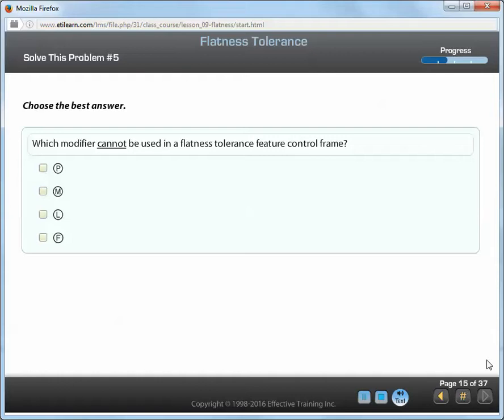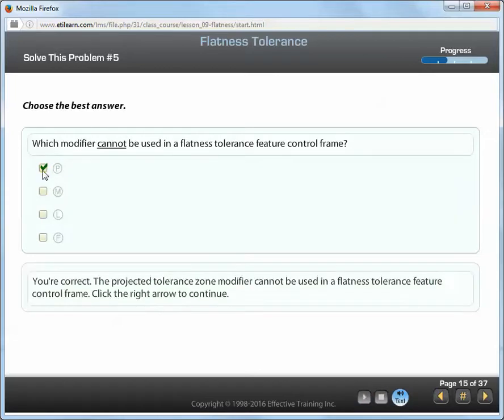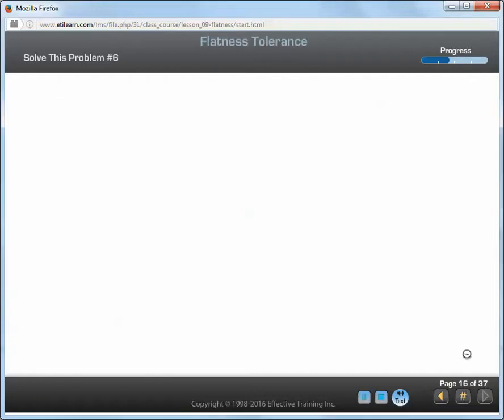Which modifier cannot be used in a flatness tolerance feature control frame? You're correct. The projected tolerance zone modifier cannot be used in a flatness tolerance feature control frame. Click the right arrow to continue.